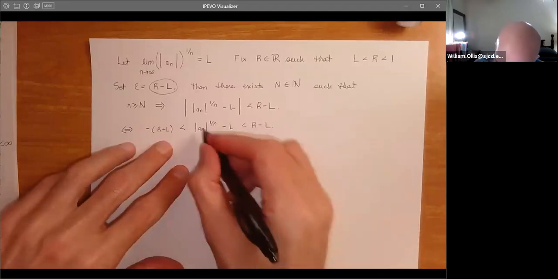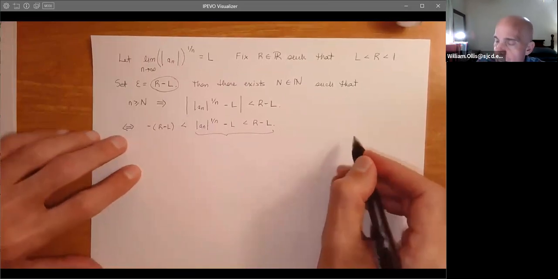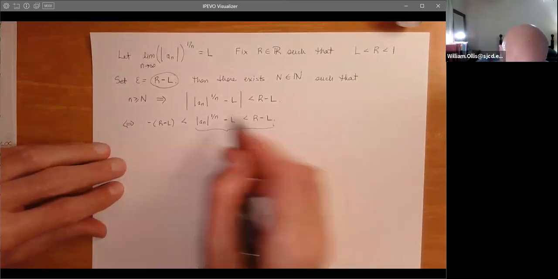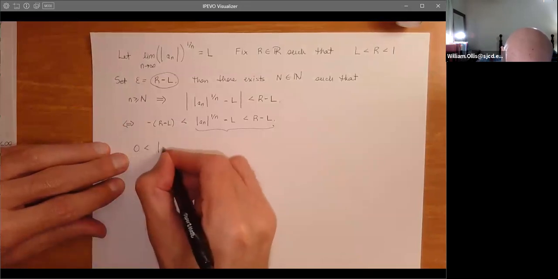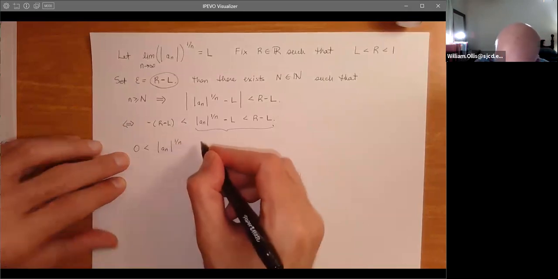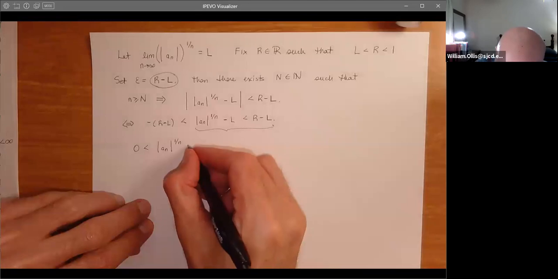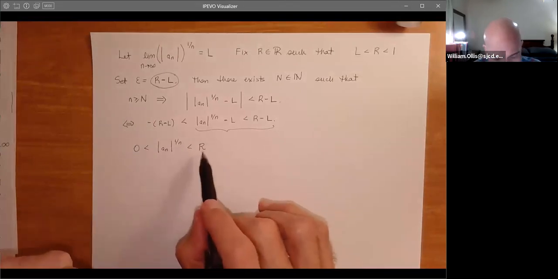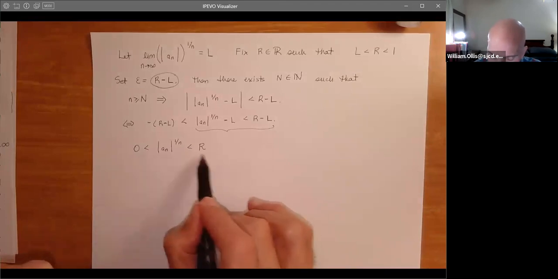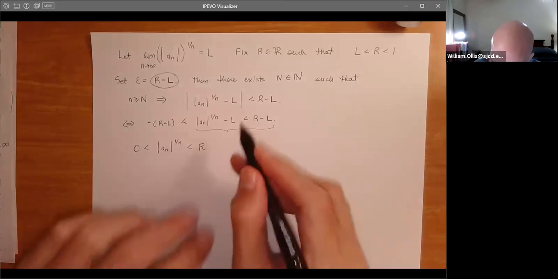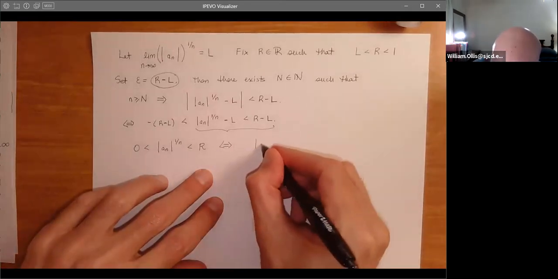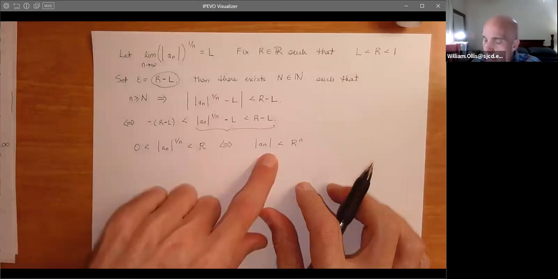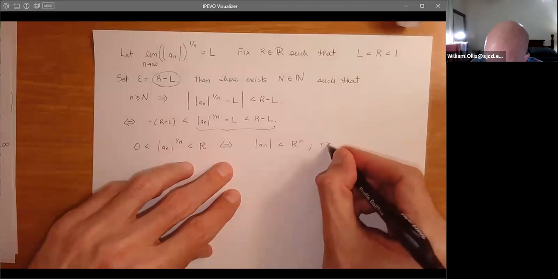Now, the important part of this is actually this part of the inequality, because this is going to give us the nice inequality that we need to push this argument forward. So now notice that the L's absorb. And so we have zero is less than the absolute value of a_n to the 1 over n. And what's interesting here is that since this absorbs, we have less than R. So when you look at this and you think, okay, so what's that going to do? Well, now we're going to apply the power function n. So apply the power function. If and only if the absolute value of a_n is less than R to the n. And of course, this is an increasing function. And boom, there we have it. And this, again, I'll just reiterate for n greater than or equal to big N.